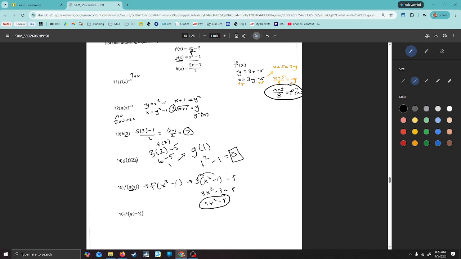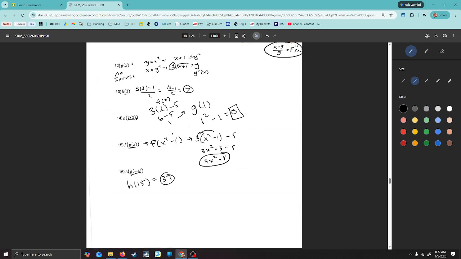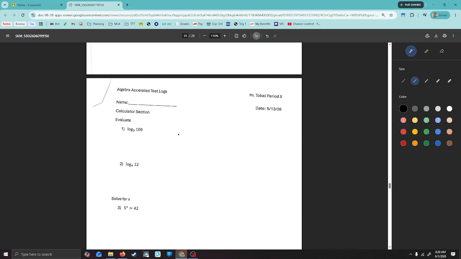Okay, next one. I got to do g of negative 4 first. So negative 4 squared is 16. 16 minus 1 is 15. So h of g of negative 4 equals h of 15. I'm going to take 15, plug it in. 5 times 15 is 75. 75 minus 1 is 74. 74 divided by 2 is 37. Wait, 5 times 15? Yeah, that's 75. Okay.